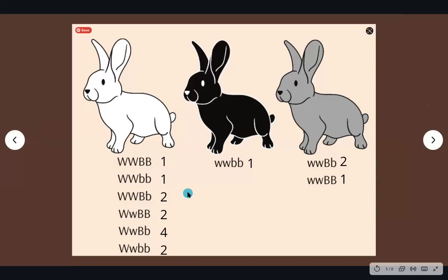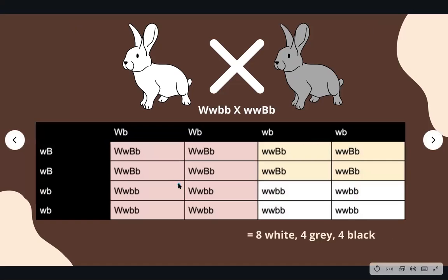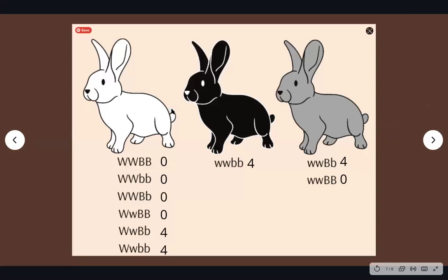Another cross we can look at is one between a white rabbit, big W, little b, and a gray rabbit, little w, big B, little b. In this case, the phenotypic ratio is 8:4:4, and here is a breakdown of those genotypes to phenotypes.